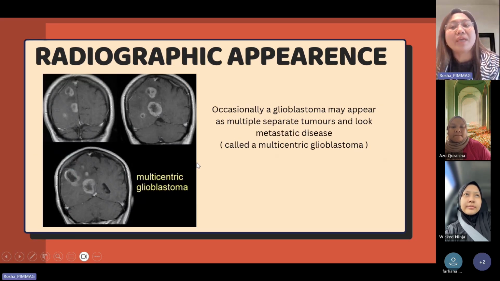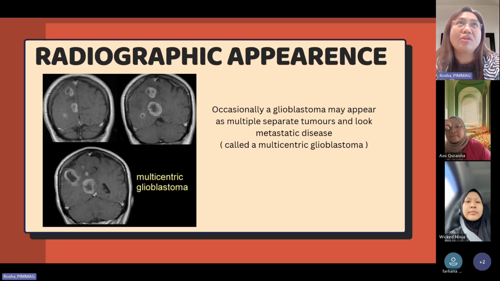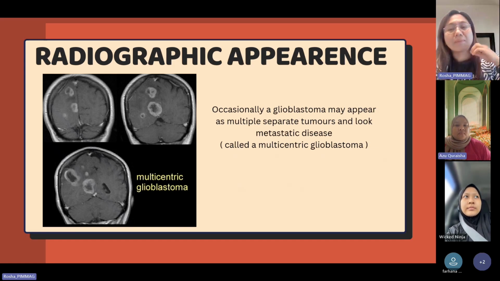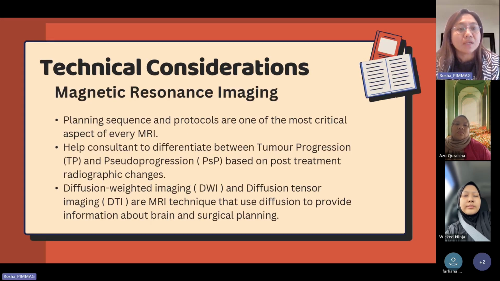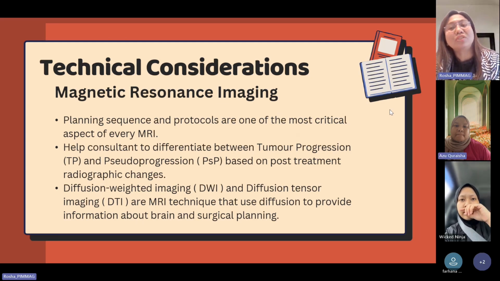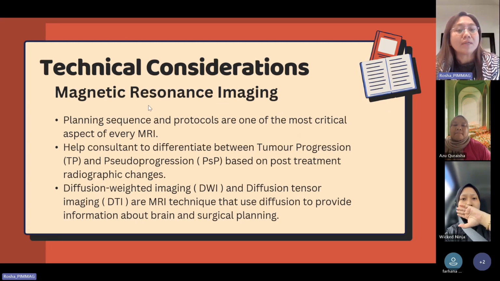Occasionally, a glioblastoma may appear as multiple separate tumors and look like metastatic disease. It is not only one spot. It can be multiple. So when it's multiple, we call it a multicentric glioblastoma. This is one of the technical considerations: the best modality that can be used to detect glioblastoma is MRI. The planning sequence and protocol are among the most critical aspects of every MRI.